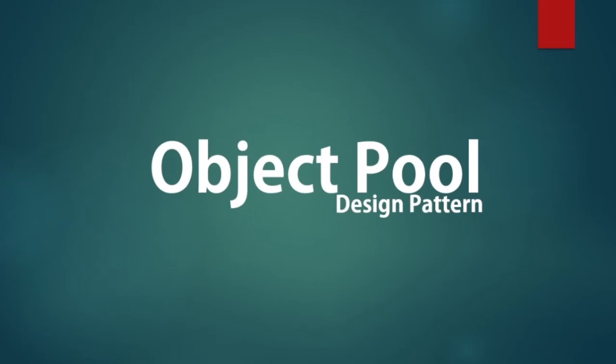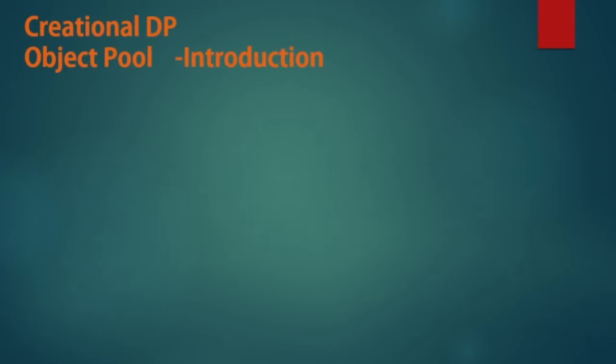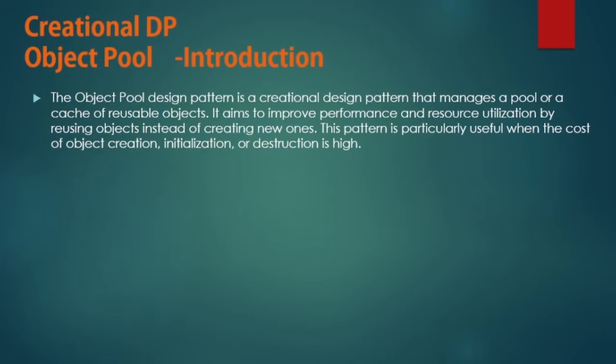Hello, and welcome back to this session on Object Pool Design Pattern. What is Object Pool Design Pattern? The Object Pool Design Pattern is a creational design pattern that manages a pool or a cache of reusable objects. Its aim is to improve performance and resource utilization by reusing objects instead of creating new ones. This pattern is particularly useful when the cost of object creation, initialization, or destruction is high.